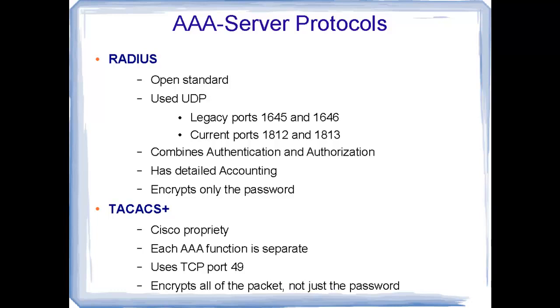TACACS uses port 49 and it encrypts all of the packet, not just the password. So that's some of the differences between the two, and you'll use them for different things. One of the cool things that we'll look at later is Cisco Secure ACS is capable of using both Radius and TACACS. So if I want to use them both, I could use the accounting feature of Radius and the really cool separation of the AAA functions, the authorization function of TACACS in the same server. So that is kind of a neat thing.